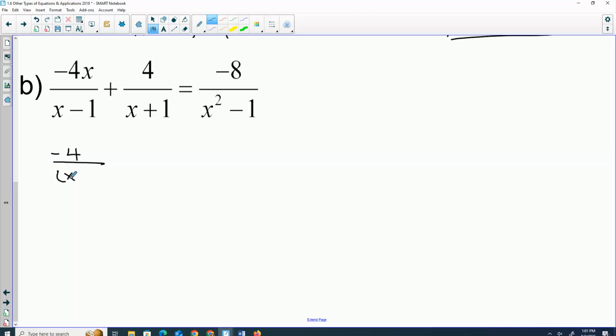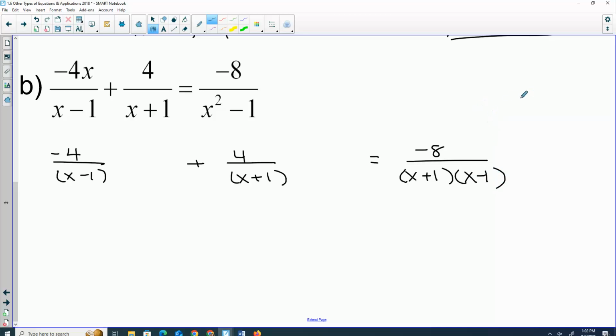So, can't do anything with x minus 1. Can't do anything with x plus 1. But what about x squared minus 1? What does that turn into? Okay, so first we factor. What can x not equal? Okay, so that's just my little thought bubble for when I get to the end. I know that can't be an answer.